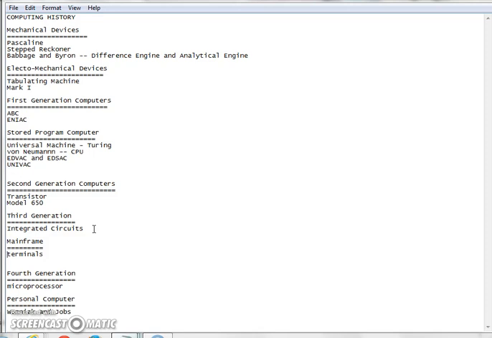They were used by the Census Bureau. They were used by universities to store student information. So they were used for tasks that required lots of storage and processing huge amounts of information.